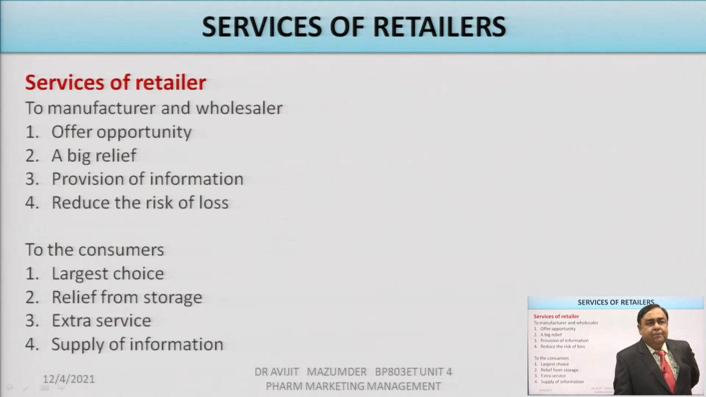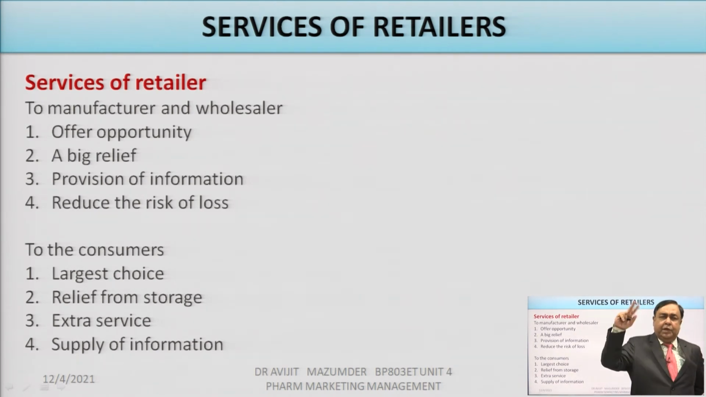Now, let us see what are the services which a retailer provides to the level above. Who is the level above? The level above is nothing but the wholesalers. What are the services they provide to the people below? People below means the final customers. To the manufacturers and wholesalers, it is a big opportunity.